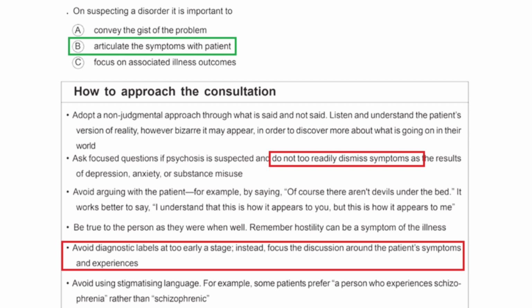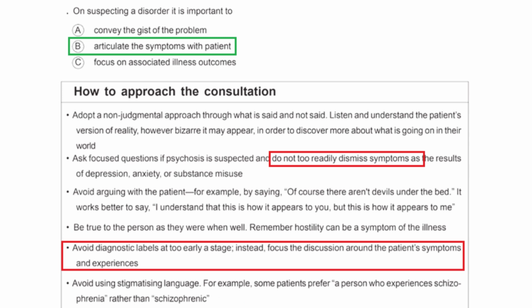A. Convey the gist of the problem. While conveying the gist of the problem can be important, it may not provide enough detail for a thorough evaluation, especially when dealing with complex medical or psychiatric issues. The key to effective communication in this context is to articulate the specific symptoms and experiences the patient is going through.